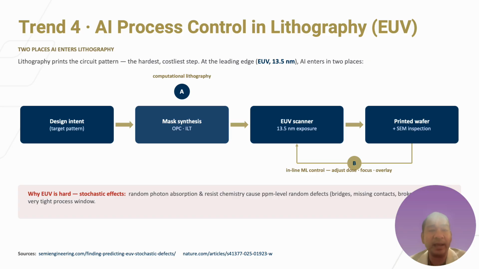Then, during printing, machine learning watches the tool sensors and resulting images to predict tiny random defects and correct the process. At the cutting edge, EUV, the physics is partly random down to individual photons and chemical reactions, so this becomes a prediction problem.